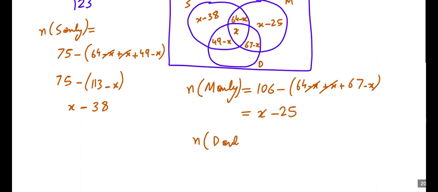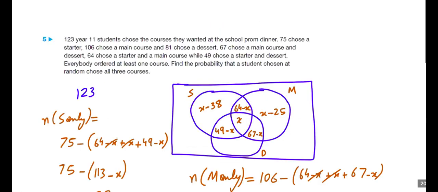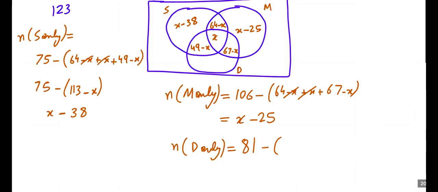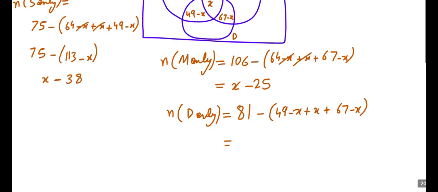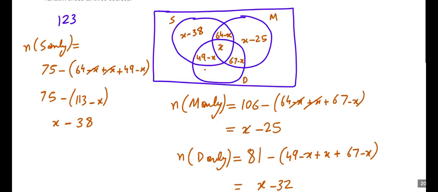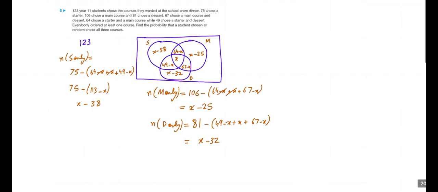And finally, 81 people chose dessert, which means that the part here, dessert only, would be 81 minus 49 minus x plus 67 minus x. So I add all of these up and subtract them from 81, which gives me 81 minus 49 minus 67, which is negative 32, so x minus 32. So basically what we found out is that we know nothing.